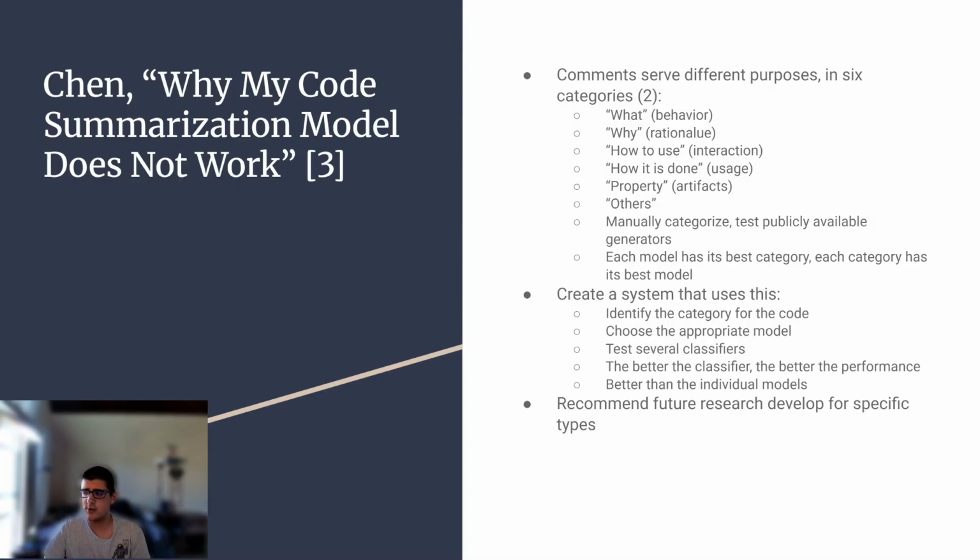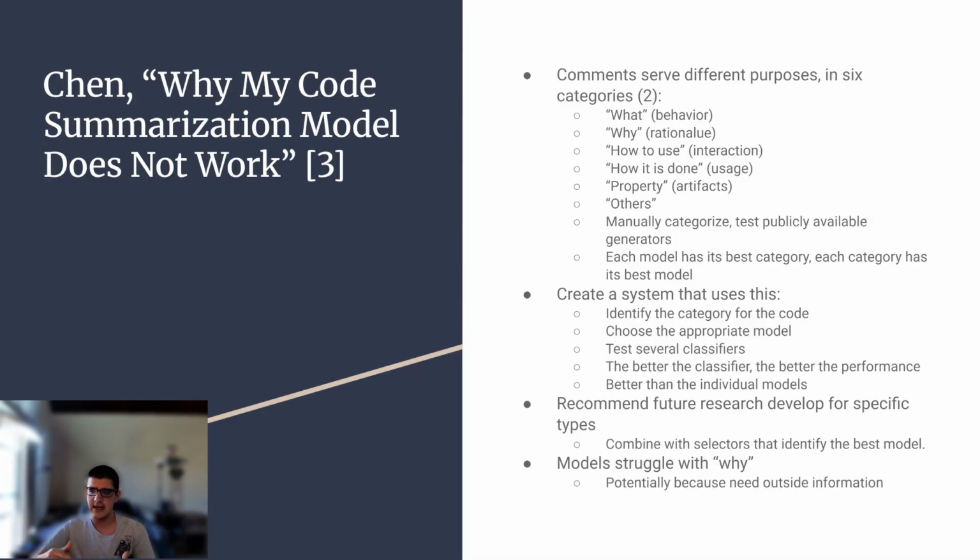Because of that, they recommend that future research really goes into generating a model for a specific type of comment, and then combining that with a selector that really says, this is the best model for this application. Additionally, they found that models really struggle with the why category because it includes information that isn't in the code.